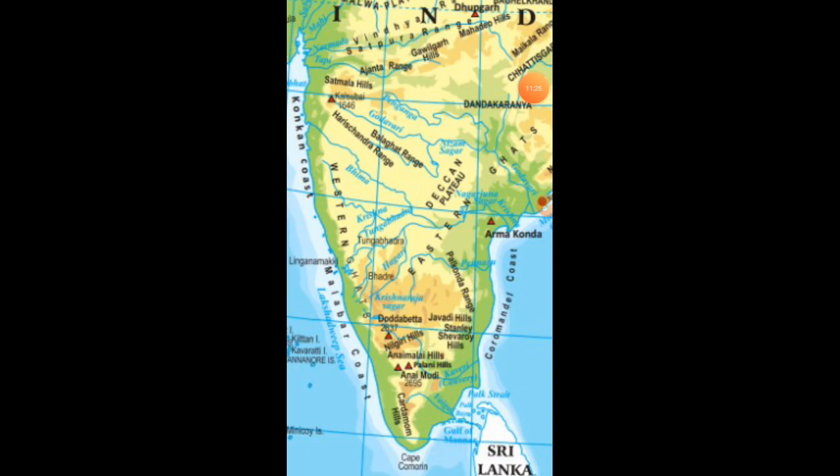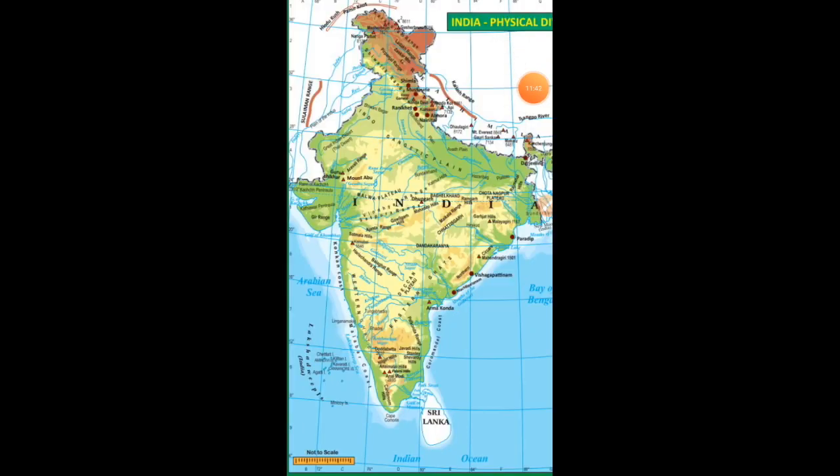Next, they may ask about the coastal regions. They may ask about the Konkan coast; you have to mark the Konkan coast here. The next important coast is the Malabar coast. Another one is the Coromandel coast. So students, these are the few important places which will be asked repeatedly in your examinations.